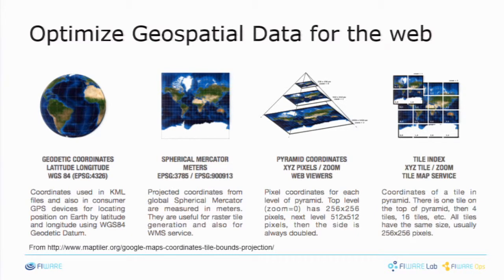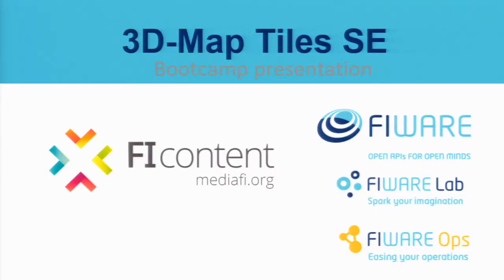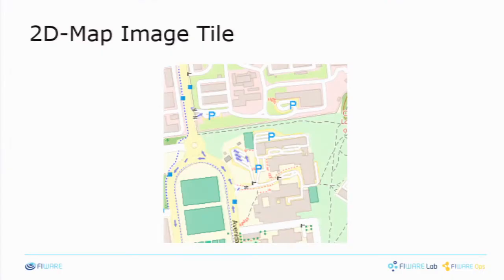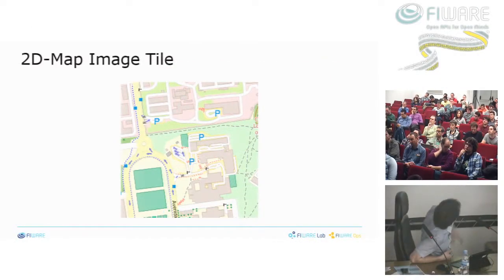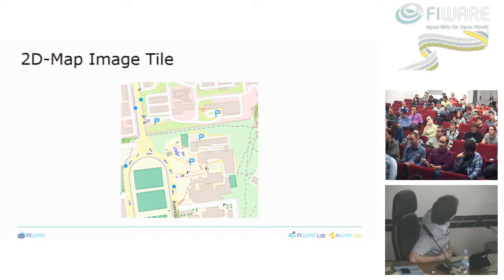Okay, but what we see here are 2D map tiles, right? They're just images. What we want to have are 3D map tiles. So there is the 3D map tiles GE available that provides, as the name says, 3D map tiles. This is a usual 2D map tile. If you recognize, this should be the building we are currently in.